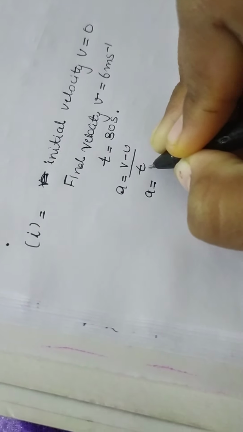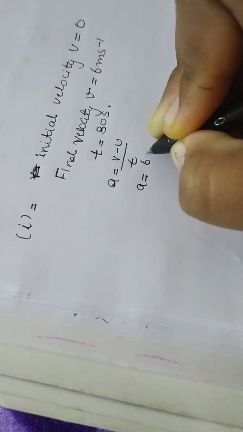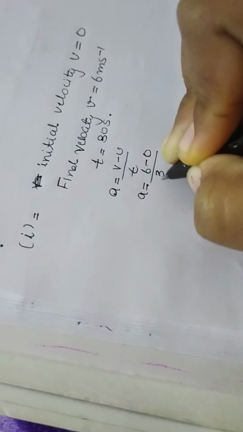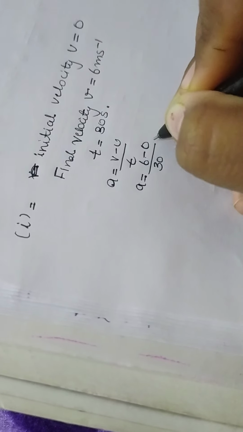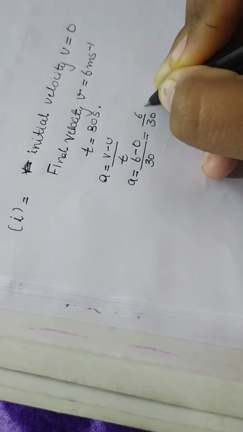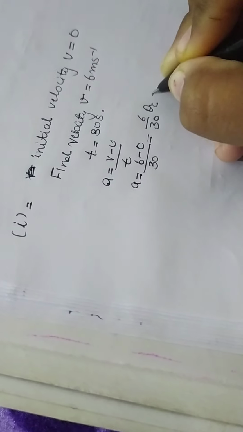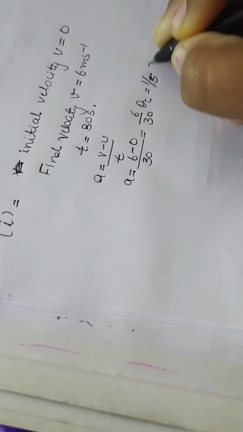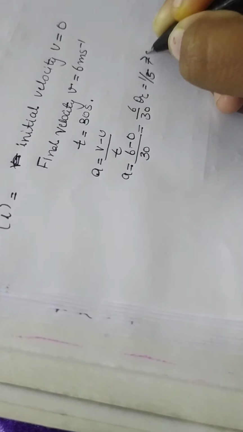We have 6 meter second minus 1. Initial velocity is 0 and time is 30 seconds. So our answer is 6 upon 30, and we can say this is 1 upon 5, and in lowest form it's 0.2 meter second minus 2.